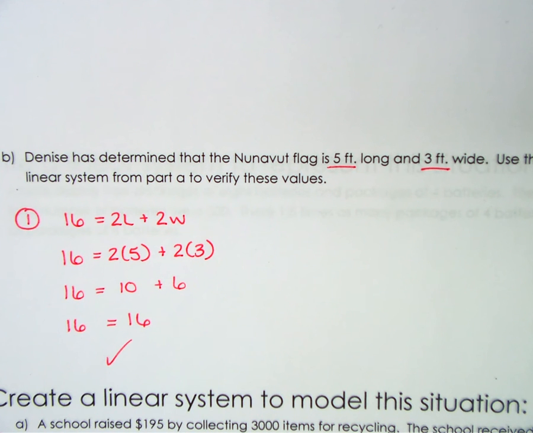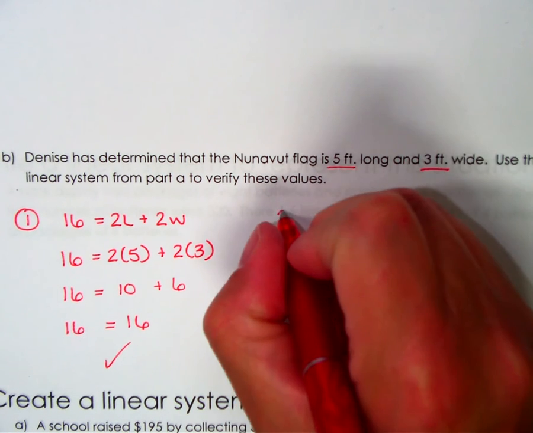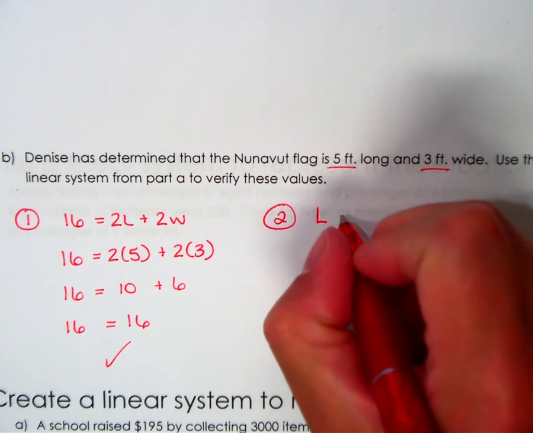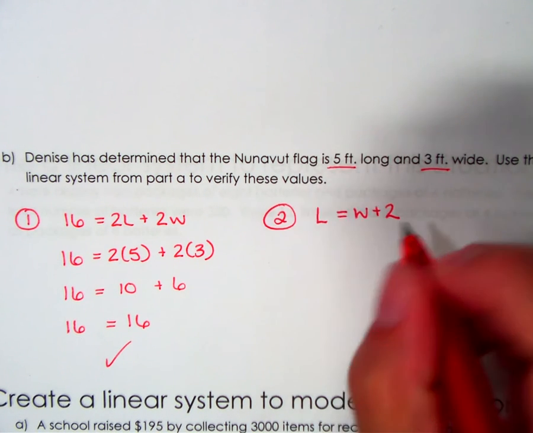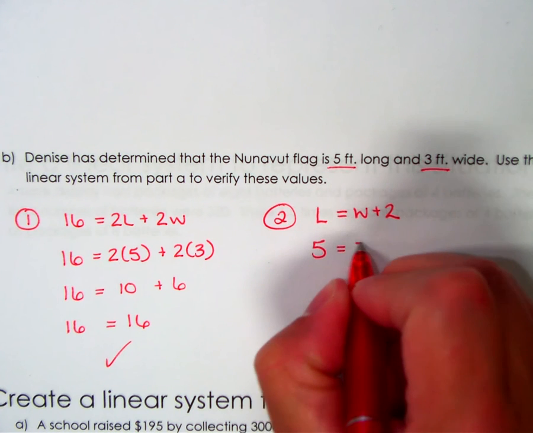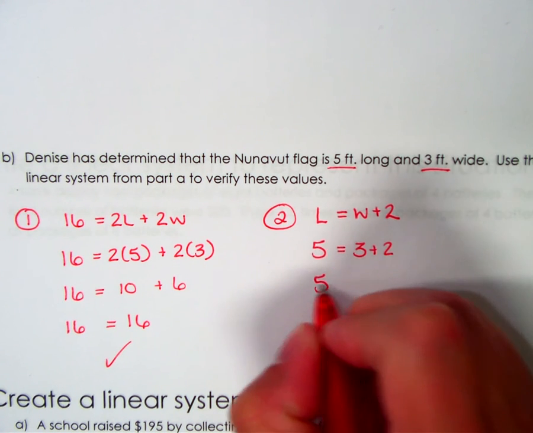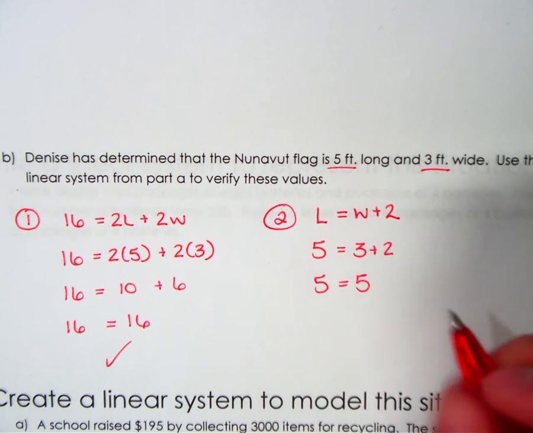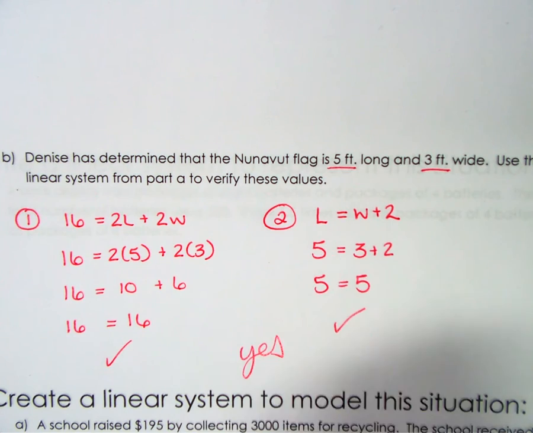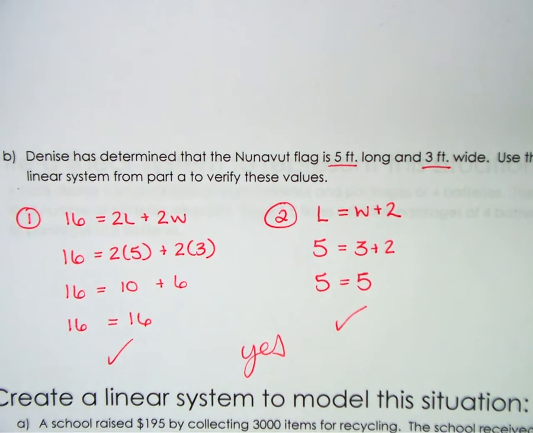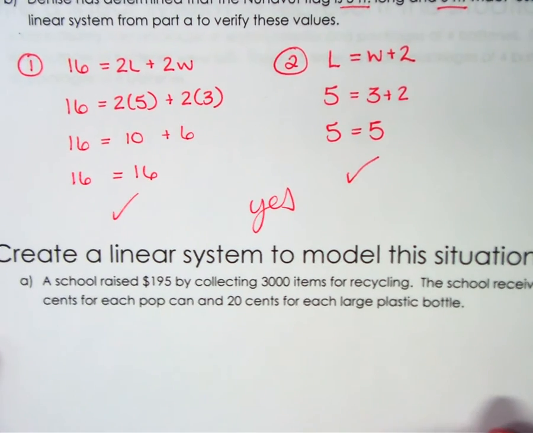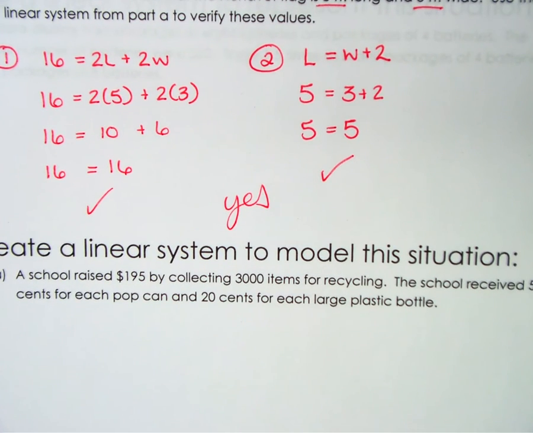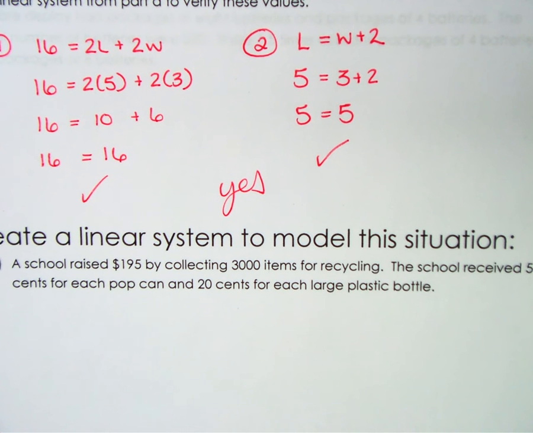When wouldn't it work? If you had a 4 instead of a 5. Exactly. Like if we had 15 equals 16, that would be wrong. So we're going to check it in the second equation, which is L equals W plus 2. So the length is 5 equals 3 plus 2. Is that a good solution? Yes. So that works. Okay. Now you guys try. You guys can try this one.